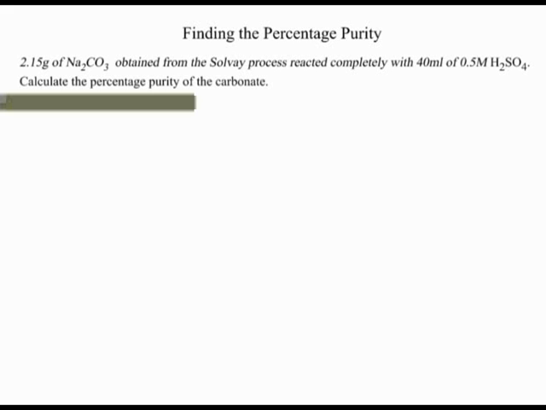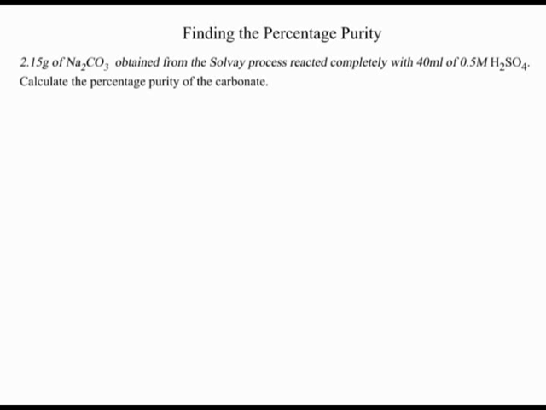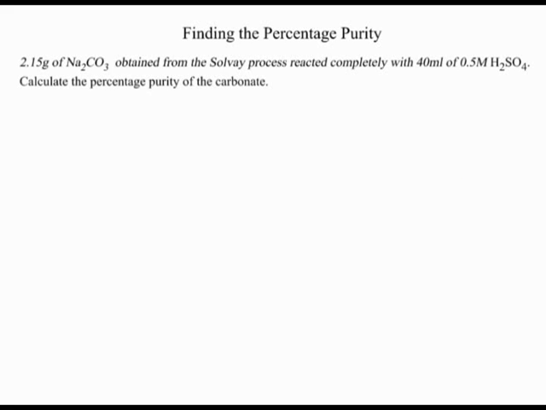2.1 grams of sodium carbonate was reacted with sulfuric acid. Calculate the percentage of carbonate. This means not all 2.1 grams of sodium carbonate was active. We find how many grams was active.